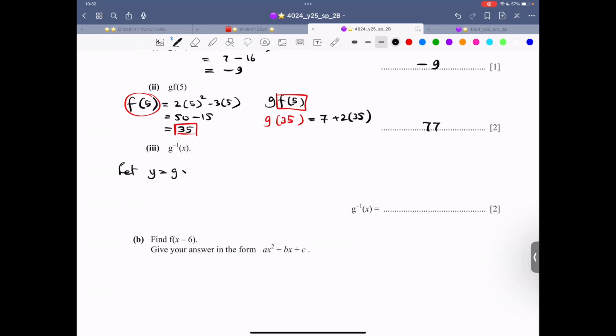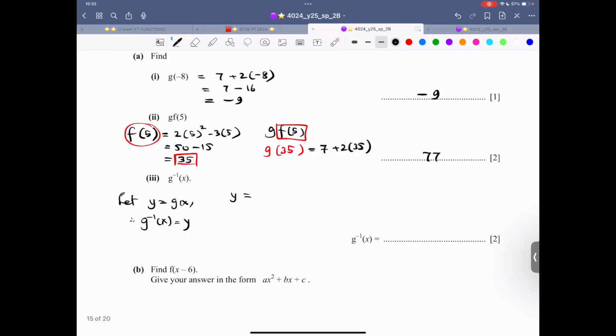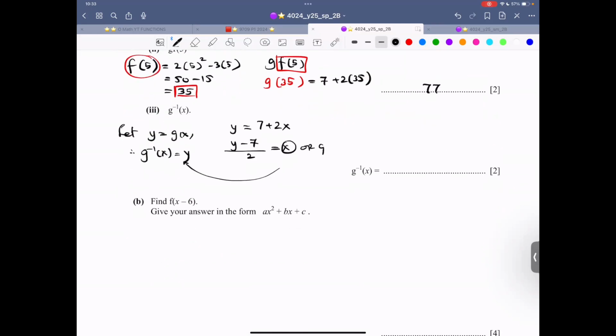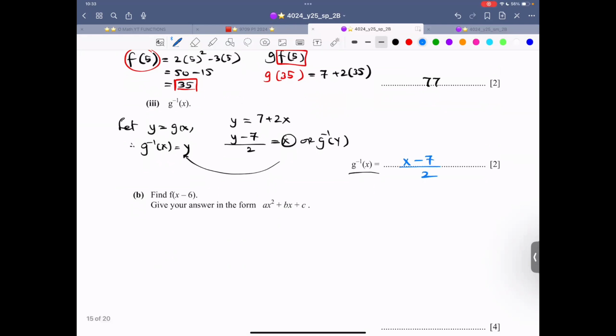g inverse of x. Let y is equal to g(x). Therefore, g inverse of x is equal to y. So y is equal to 7 plus 2x. y minus 7 divided by 2 is equal to x, but x is g inverse of y. We have a habit of writing in terms of x, so we will write g inverse of x as x minus 7 divided by 2.